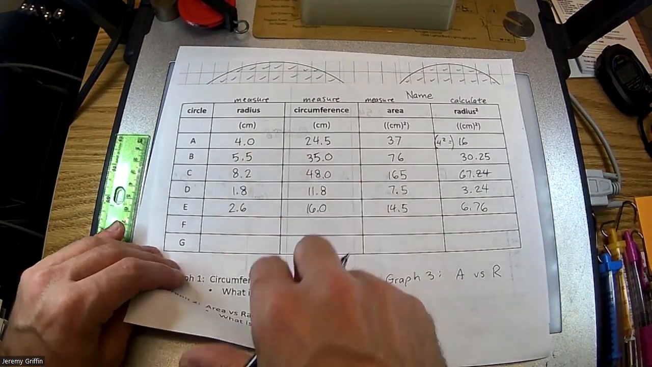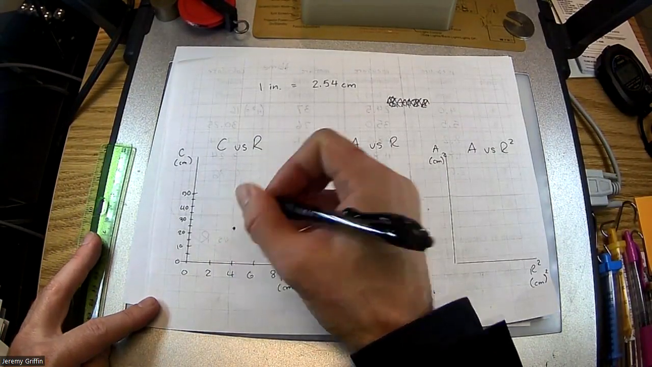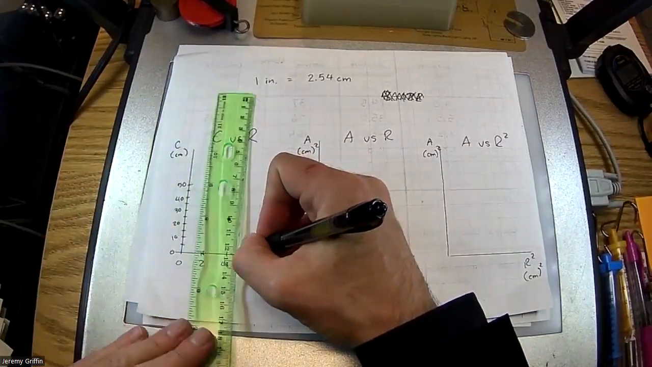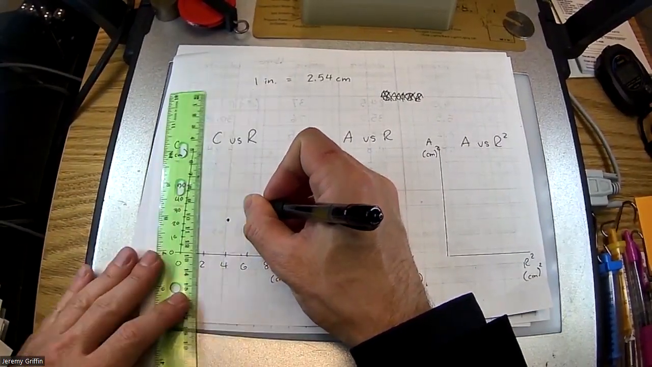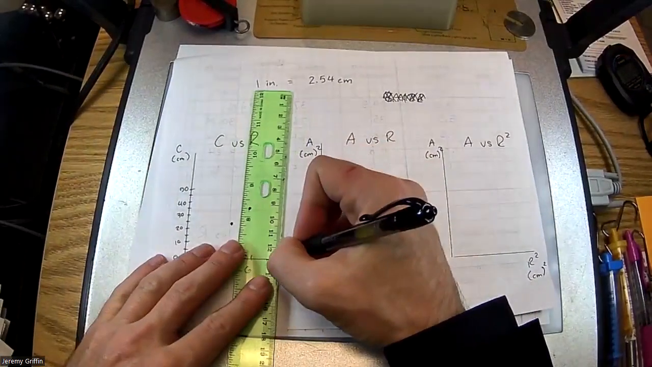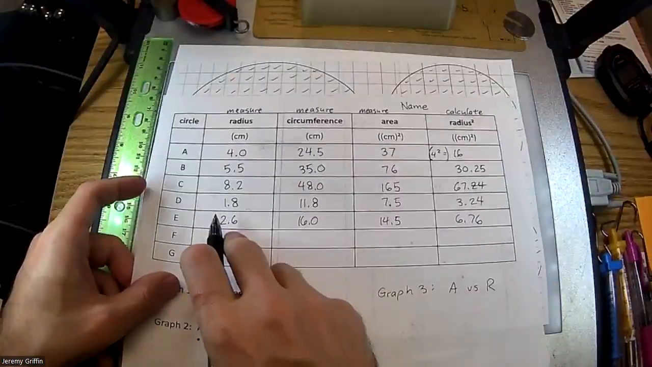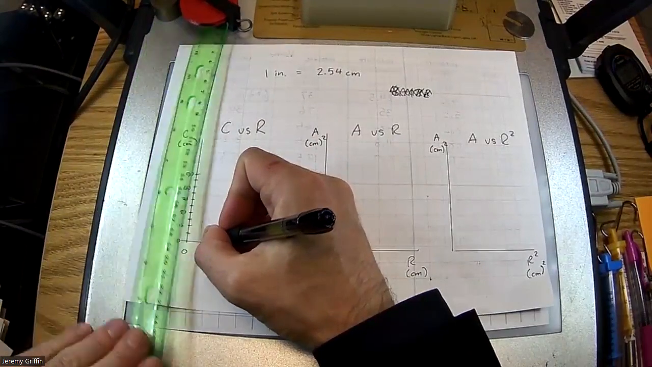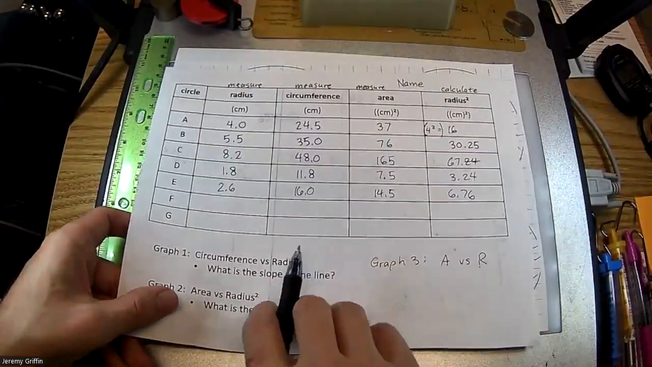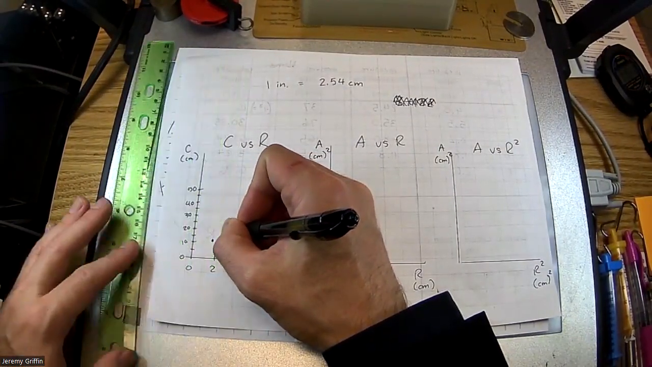I got five different coordinates here, x, y, all the way down. So 4 centimeters radius is 24 point something centimeters circumference. 4, 24, bam, right there. 5.5, 35, see, 5.5 and 35. That's bam right there. 8.2, 48. Stretch it there. 48. Bam. 1.8, 11.8. 1.8, right about there, 11.8. Bam. And 2.6, 16. 2.6, 16, bam, right there.